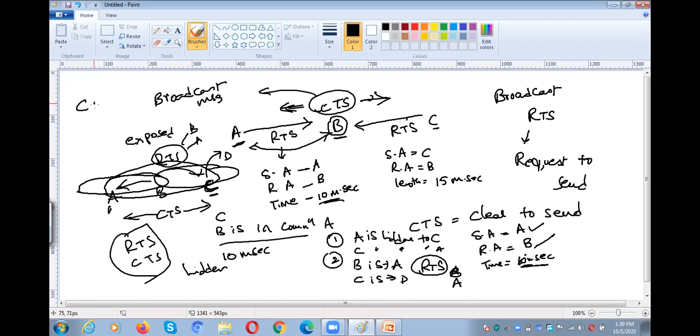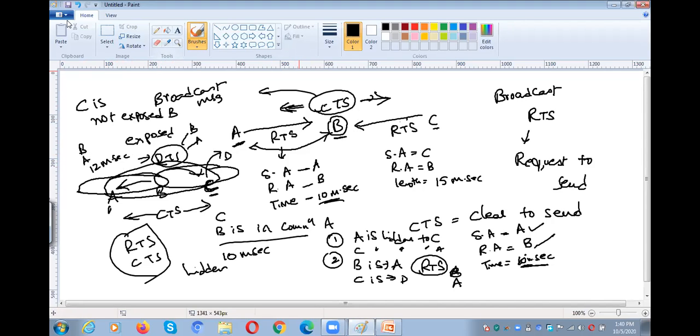So C is not exposed. C is not exposed to B now. Why? Because in the request to send, the B node clearly mentioned that the sender is B and the receiver is A and the duration of communication is 12 milliseconds, for example. Like that, we can solve hidden and exposed problems.